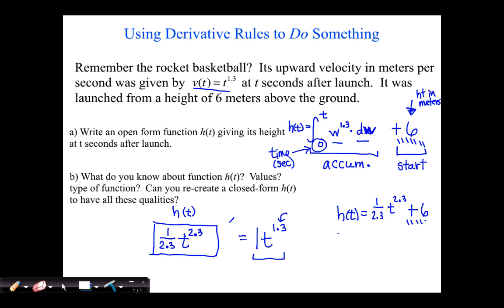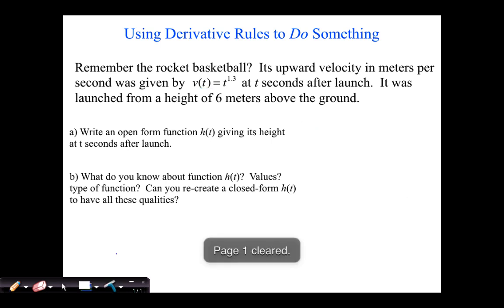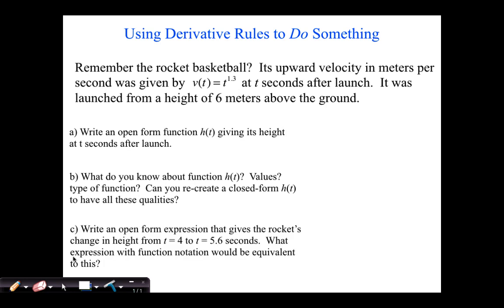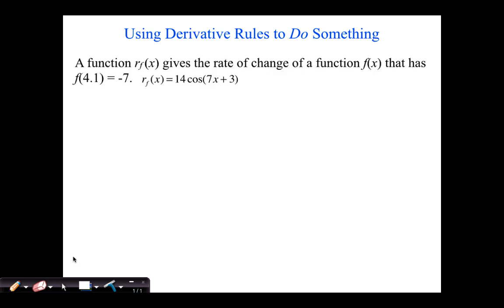All right, so let's do one step slightly more abstract than this. Let's say we have a function r sub f of x, the rate of change of function f with respect to x, that has the following two facts. F of 4.1 is -7, and the rate of change of function f with respect to x is this cosine function, 14 times cosine of 7x plus 3.